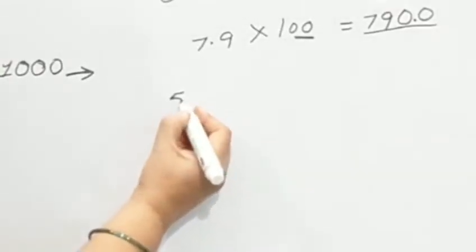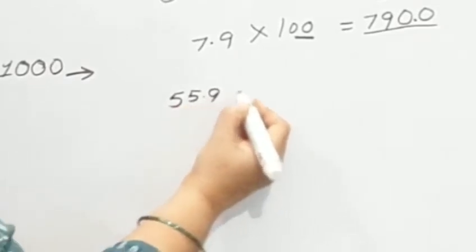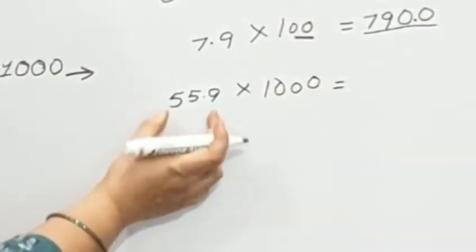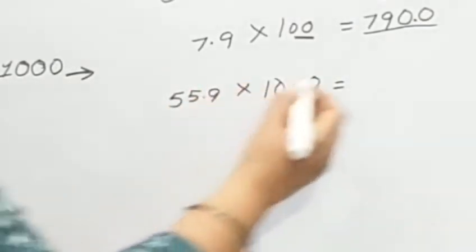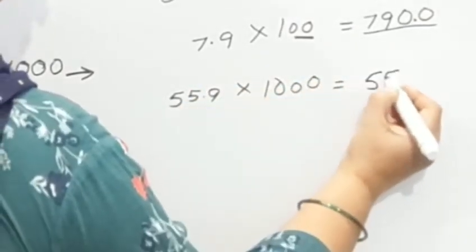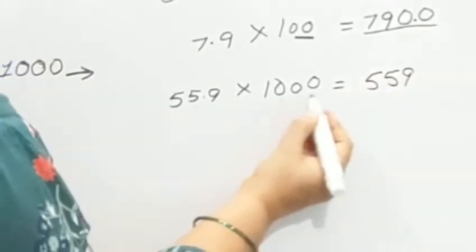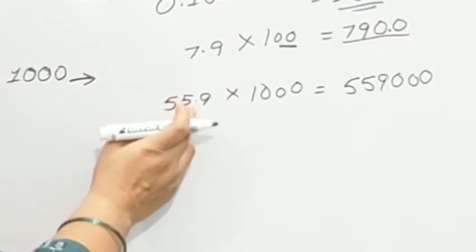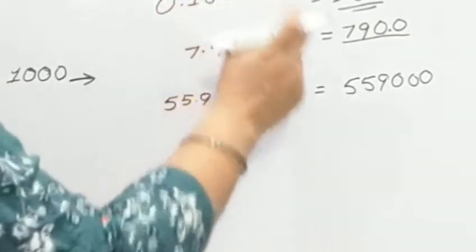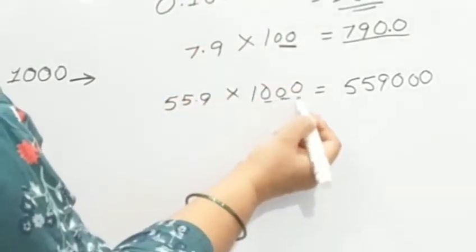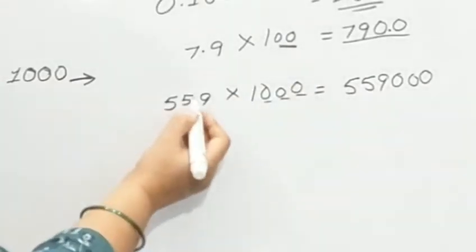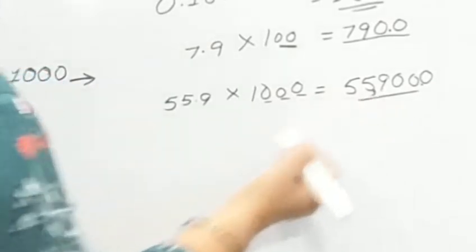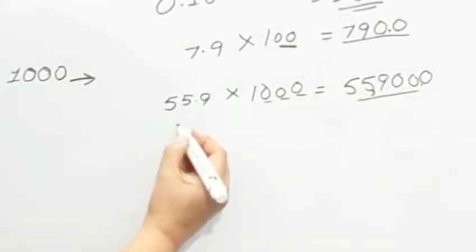If I take a number 55.9 into 1000. Step 1, take the whole number, multiply by 1000, it means 559 followed by how many zeros? 3 zeros. Then step 2, shift the decimal point 3 places to the right, because there are 3 zeros in it. So when you shift 3 places, it becomes 55,900.